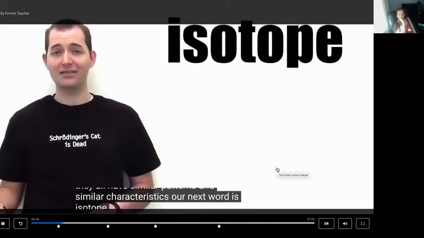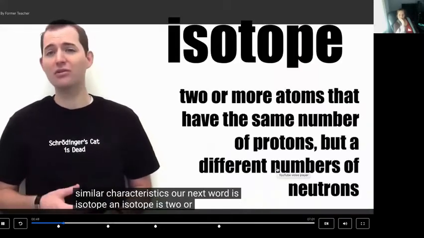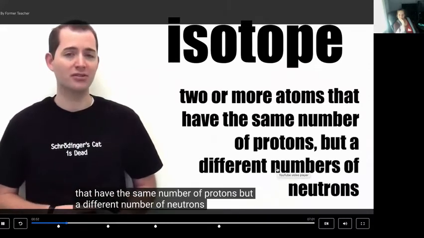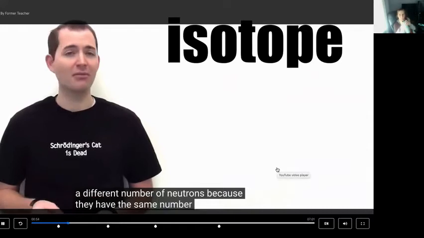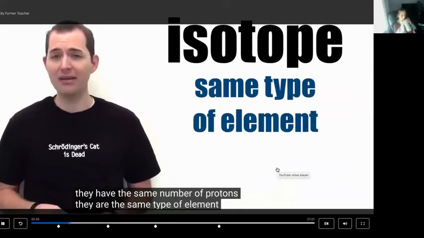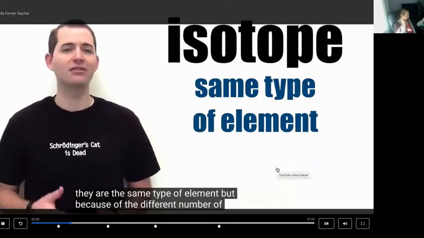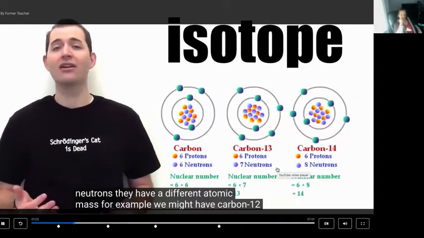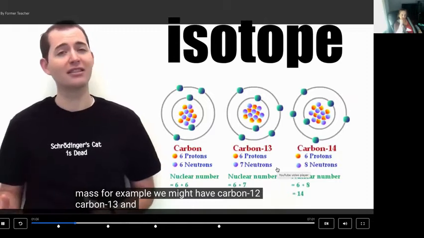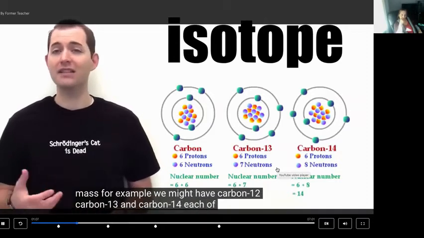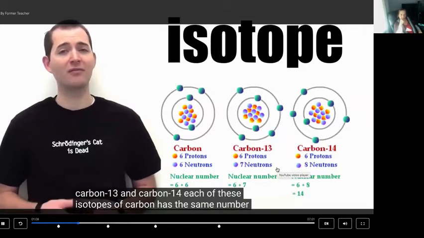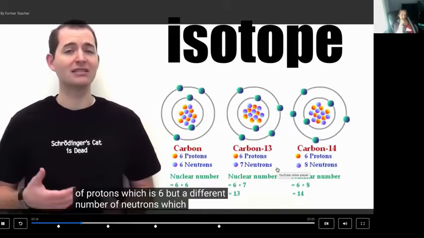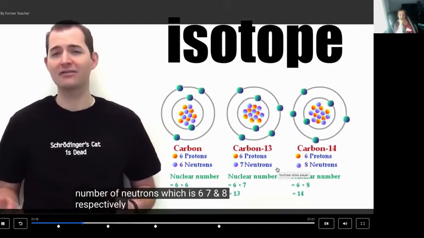Our next word is isotope. An isotope is two or more atoms that have the same number of protons, but a different number of neutrons. Because they have the same number of protons, they are the same type of element, but because of the different number of neutrons, they have a different atomic mass. For example, we might have carbon 12, carbon 13, and carbon 14. Each of these isotopes of carbon has the same number of protons, which is 6, but a different number of neutrons, which is 6, 7, and 8, respectively.